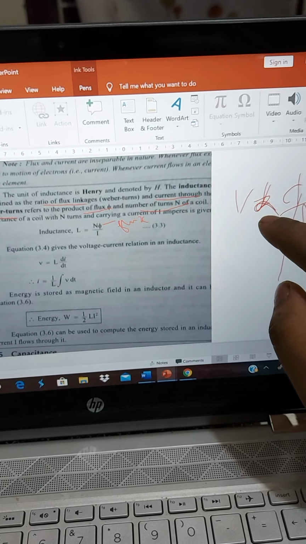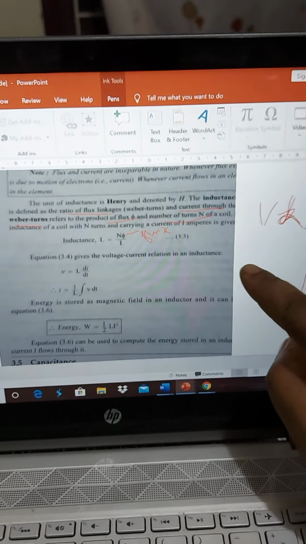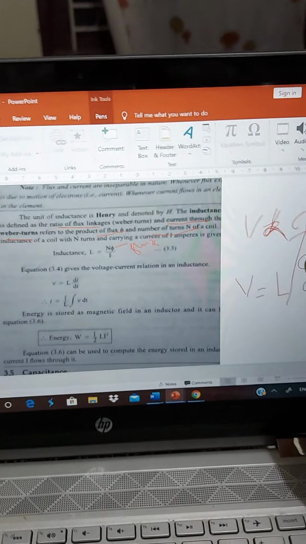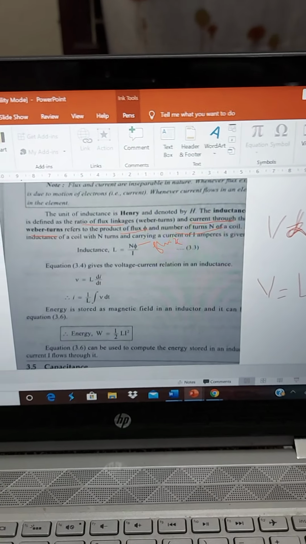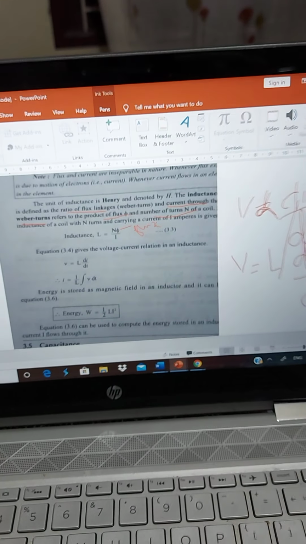Now whenever I have a proportionality sign, directly proportional, I need to introduce a constant. So V is equal to L into di by dt, where L is your inductance.